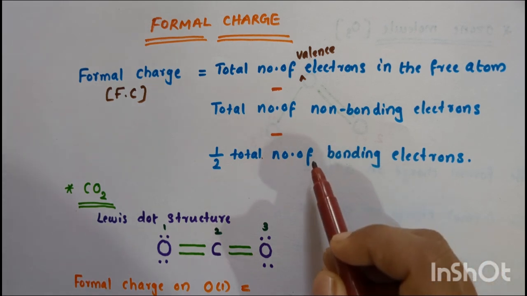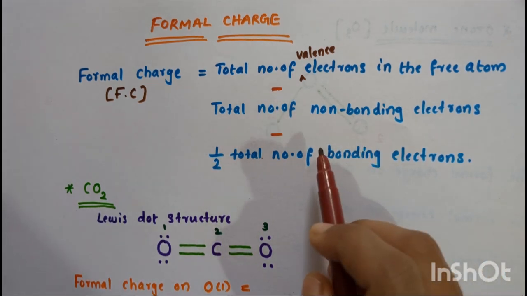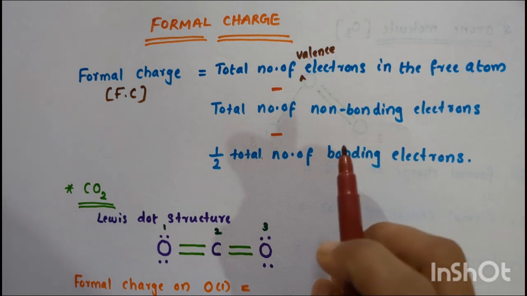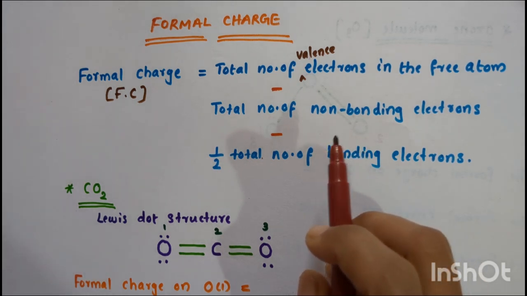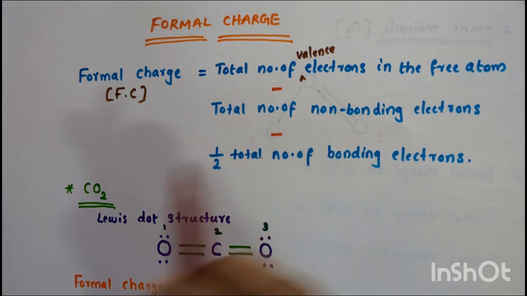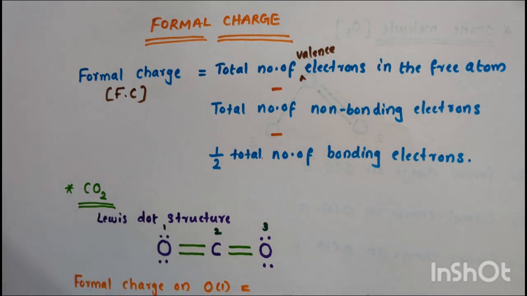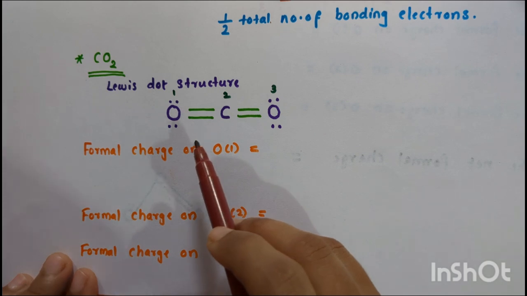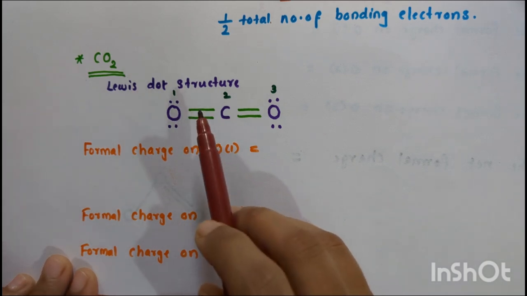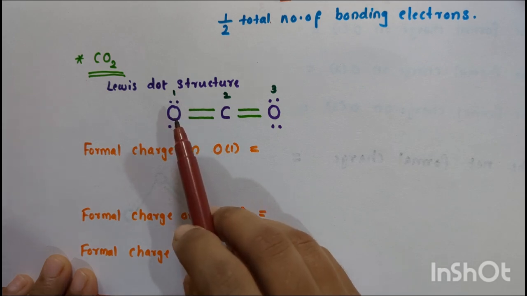The counting of electrons is based on the assumption that the atom in the molecule owns one electron of each shared pair and both electrons of the lone pair. So, let us first consider a simple example of the carbon dioxide molecule. After that, we will consider the ozone molecule. The Lewis dot structure for carbon dioxide is O double bond C double bond O.